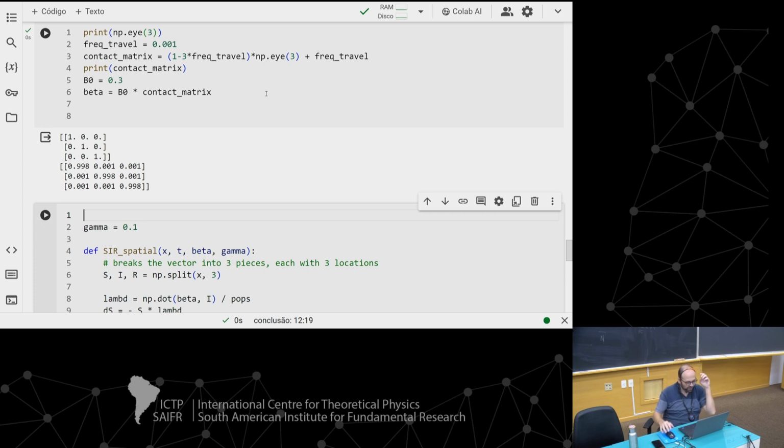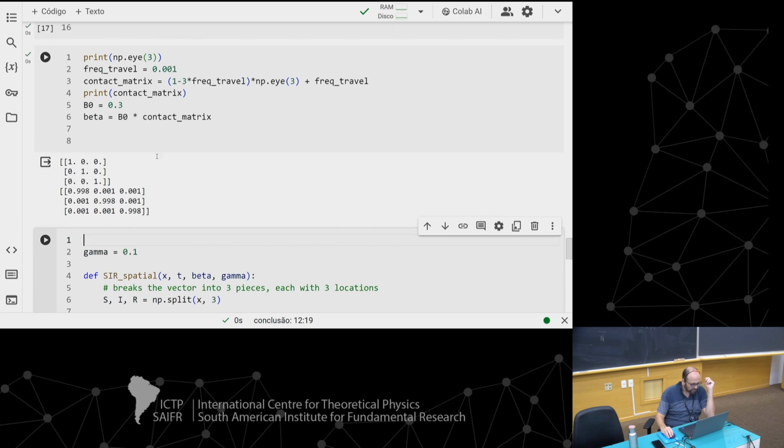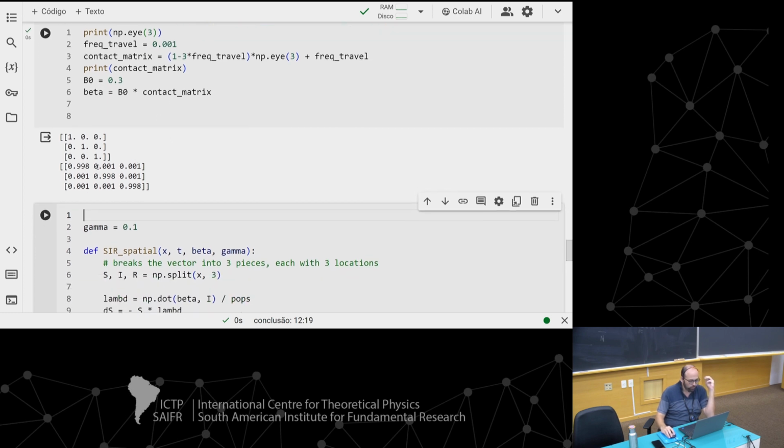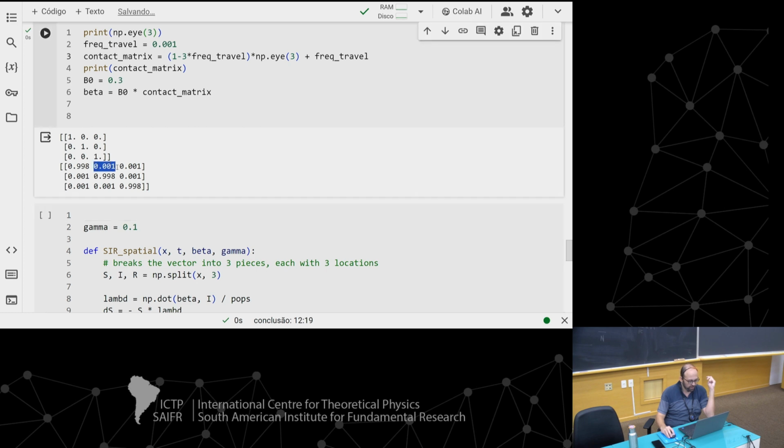Okay, so what I'm doing, I'm saying I spend 1 over 1,000 of my time in this city and 1 over 1,000 of my time in this other city. So I'm assuming here a constant travel frequency between cities, that the proportion of travelers is the same in all of the cities, just for simplicity.